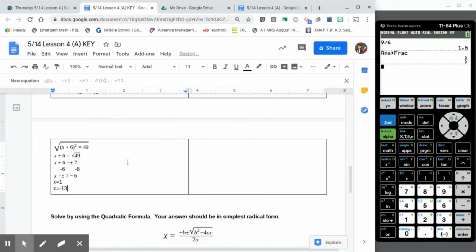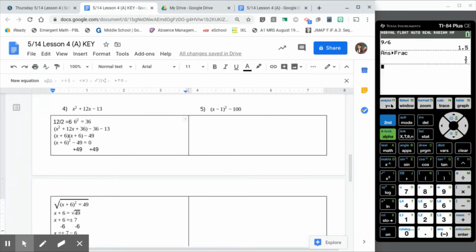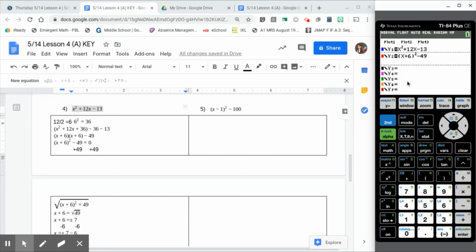Okay, again, if we go to our calculator, I want to show you both of these equations. So the first equation we had was x squared plus 12x minus 13. Now I'm actually also going to type in my completed the square version of the equation: x plus 6 squared minus 49.